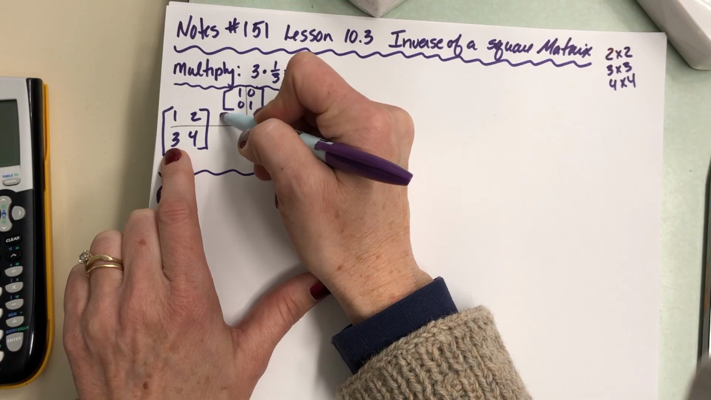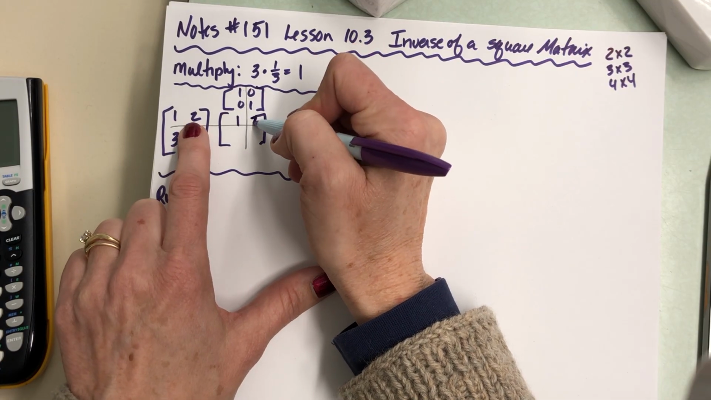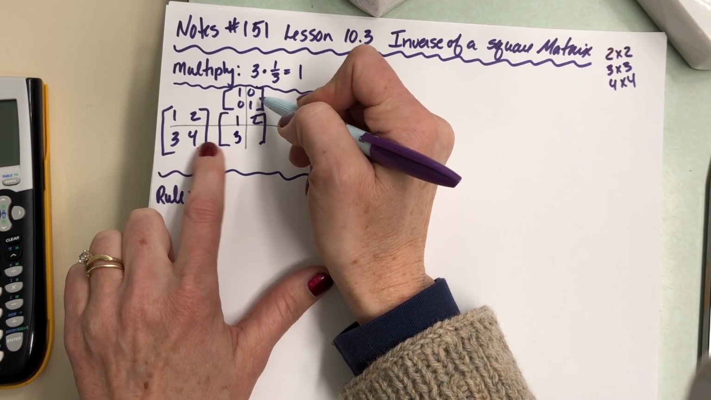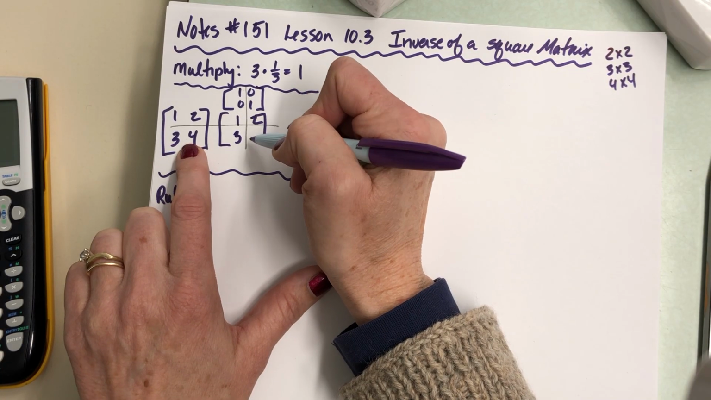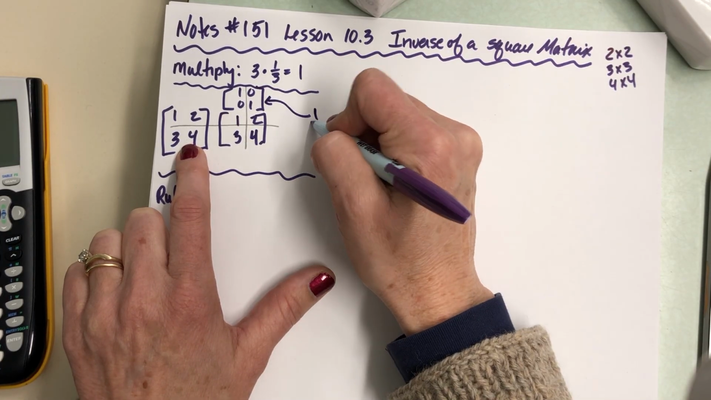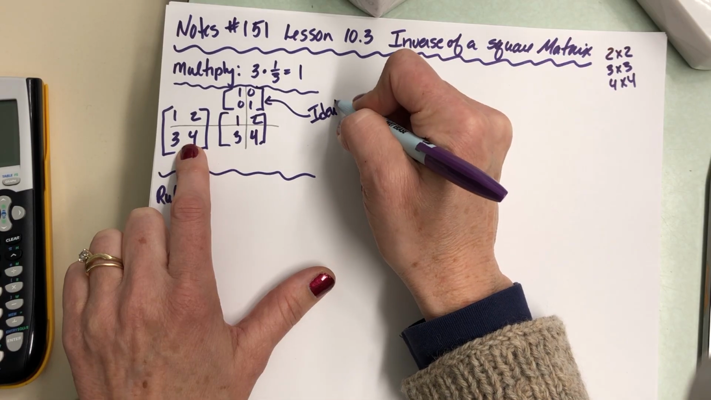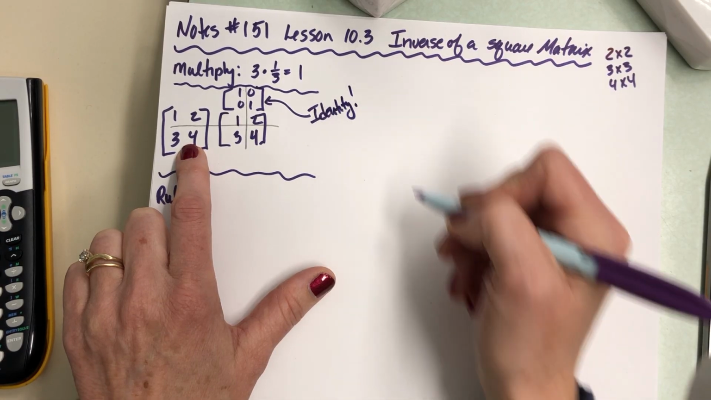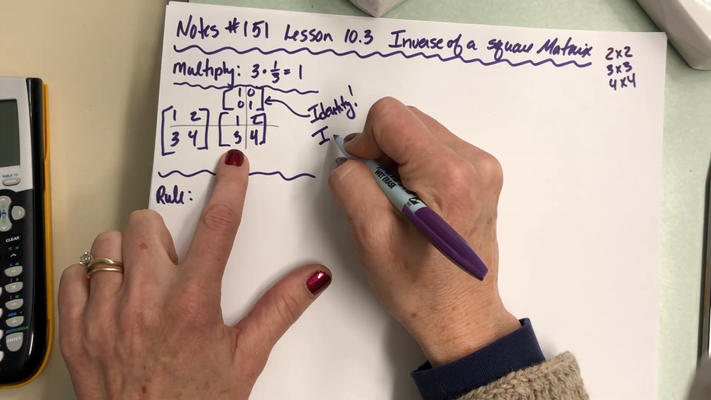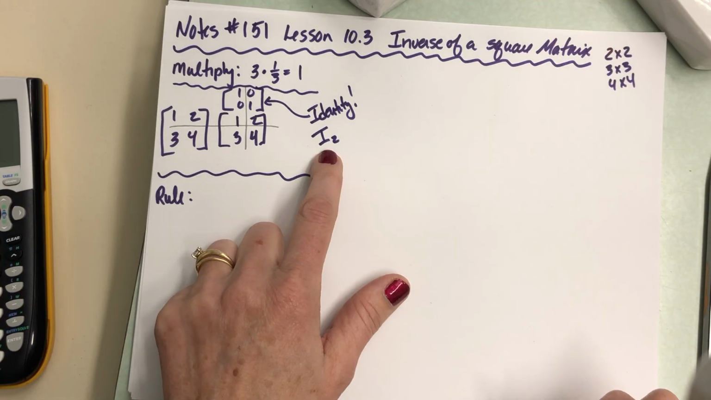We get 0, 2, 1, 3, 0, 0, 4. All right. So we call this matrix here the identity. It's called the identity matrix, and this would be I sub 2. If I had a 3 by 3, this would be I sub 3.